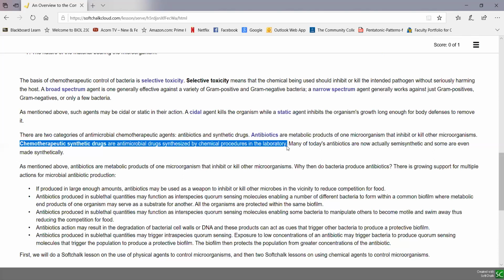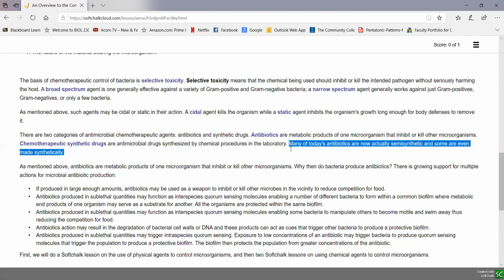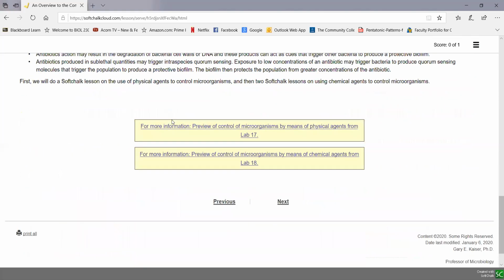But the distinction between these two isn't all that distinct today because many of today's antibiotics are semi-synthetic and some are even made synthetically in the lab. But traditionally, antibiotics were originally derived from other microorganisms. So those are the key definitions we'll need to be familiar with as we go through this next section or two.